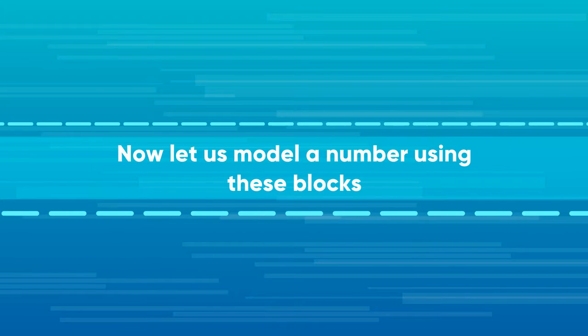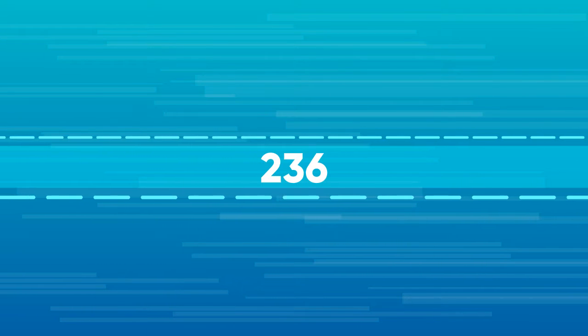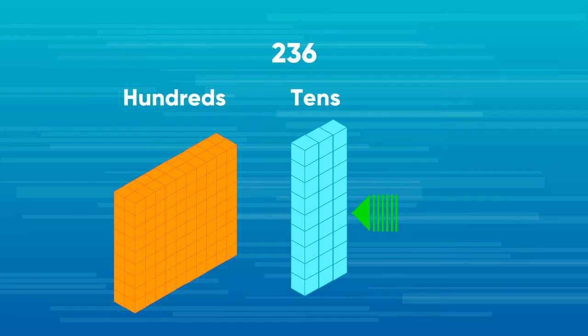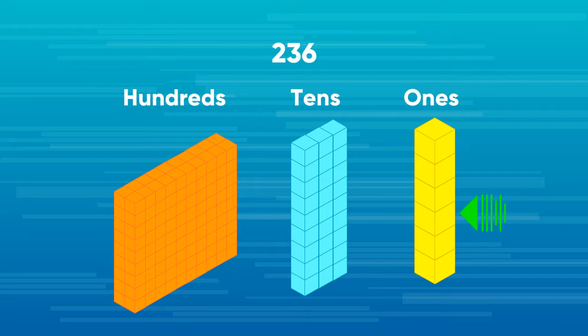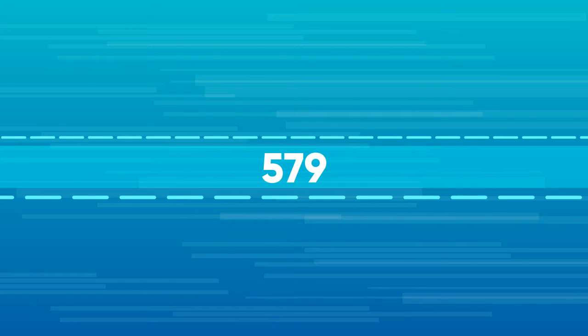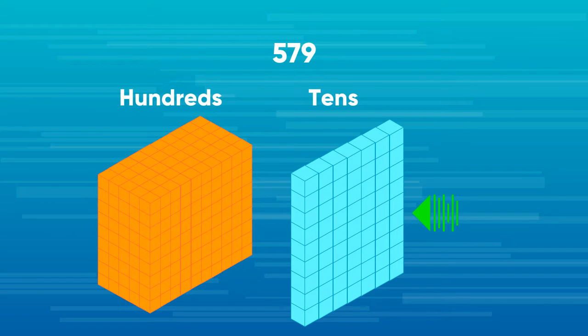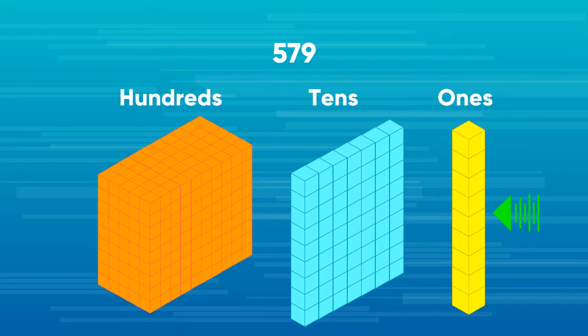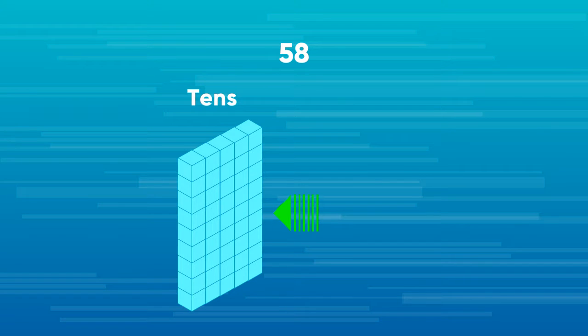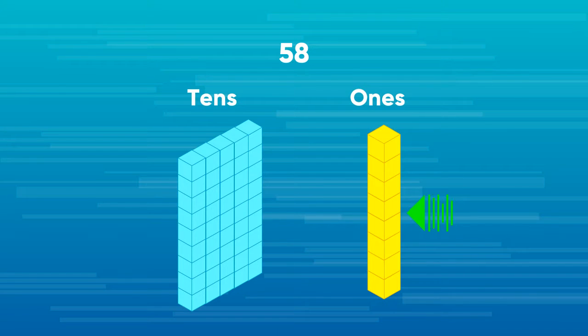Now let us model a number using these blocks. 236 can be represented by using 2 flats, 3 rods and 6 cubes. Similarly, the number 579 can be represented by 5 flats, 7 rods and 9 cubes. The number 58 is represented by 5 rods and 8 cubes.